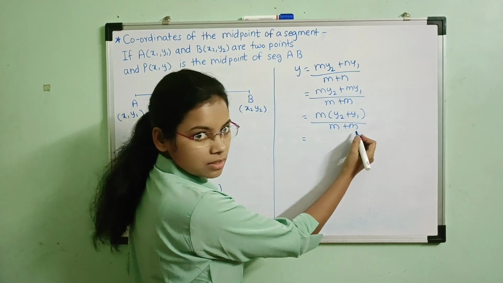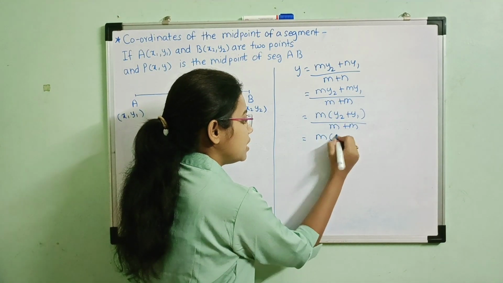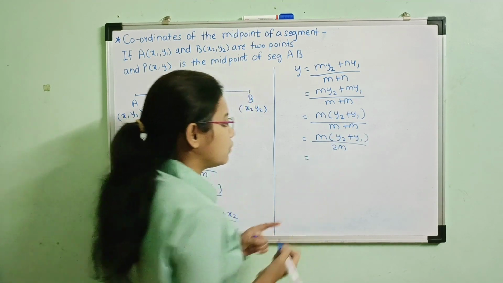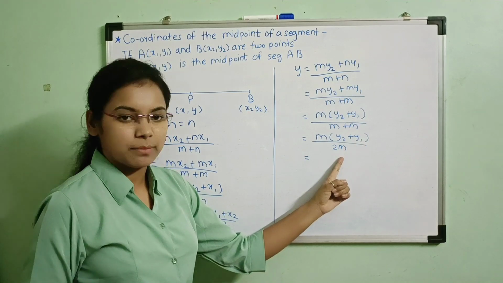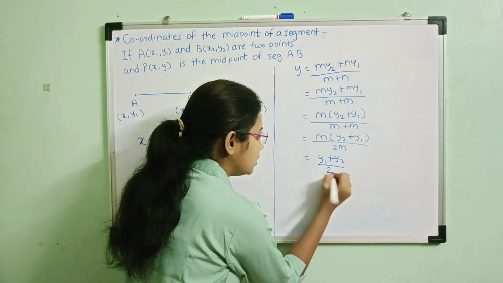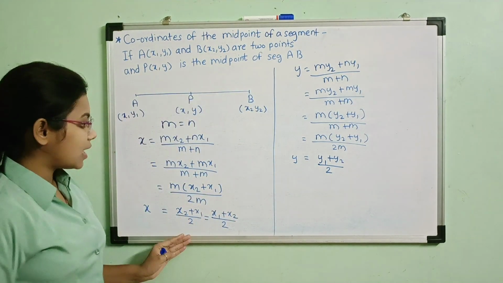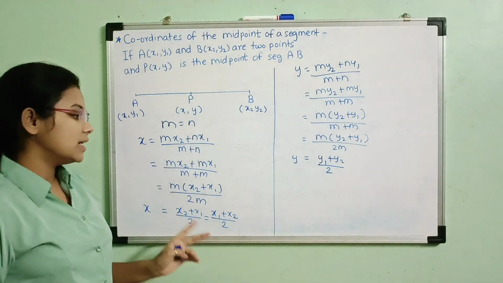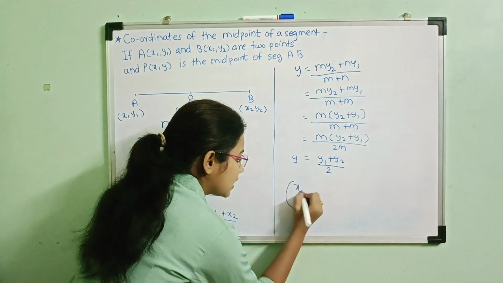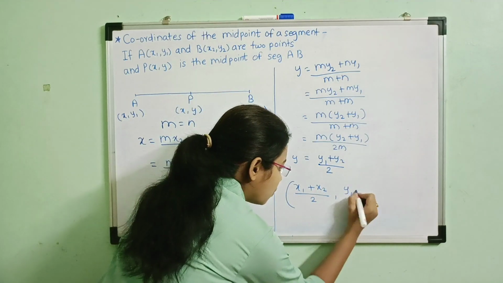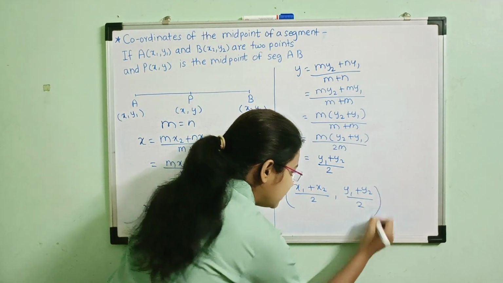M plus m is twice m, right? Then m into y2 plus y1 upon 2m. So what you will get is y2 plus y1 divided by 2, or you can write this as y1 plus y2 divided by 2. So in the case of the midpoint of a segment, the coordinates are always x1 plus x2 divided by 2, and y1 plus y2 divided by 2.